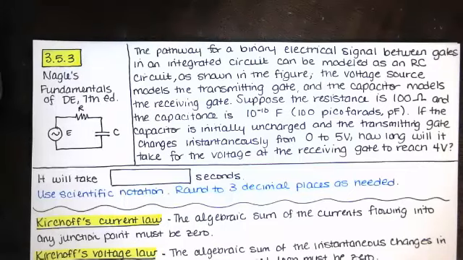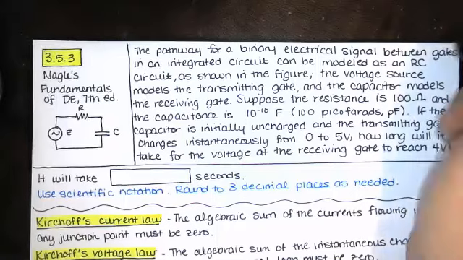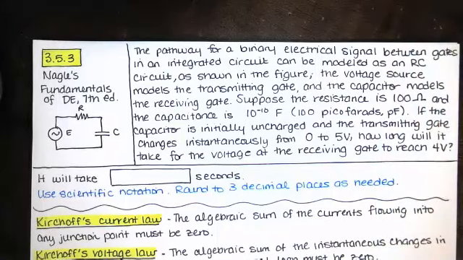In this video, we solve problem 3.5.3 from Nagle's Fundamentals of Differential Equations, 7th edition. The problem statement says, the pathway for a binary electrical signal between gates in an integrated circuit can be modeled as an RC circuit, as shown in the figure. R stands for resistor, C stands for capacitor. The voltage source models the transmitting gate, and the capacitor models the receiving gate.